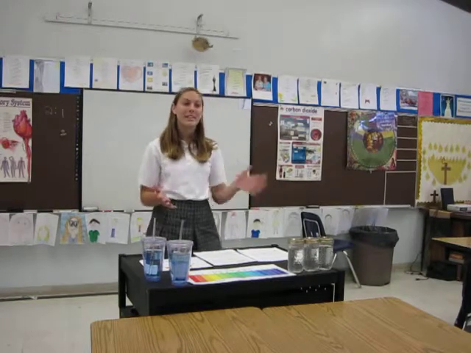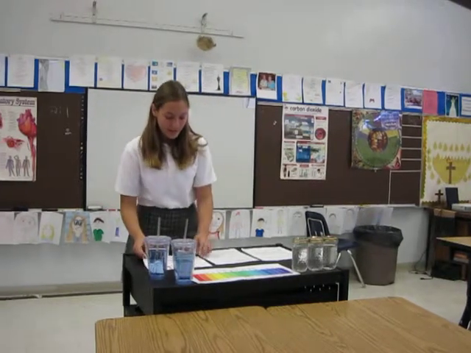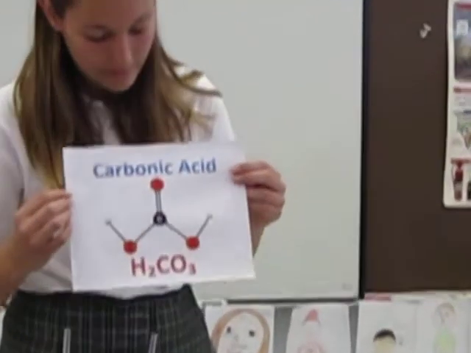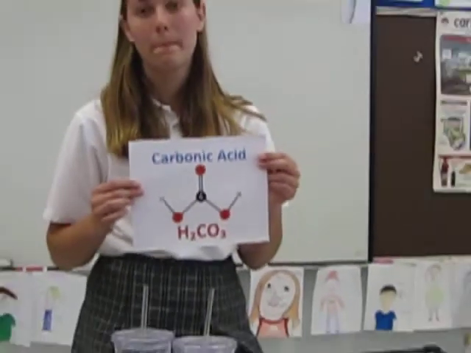So when carbon dioxide hits the water, it turns into something called carbonic acid. And since it's a combination of water, the chemical formula H2O, and carbon dioxide with the chemical formula CO2, carbonic acid's chemical formula is H2CO3. And here you can see a diagram of the carbonic acid molecule.